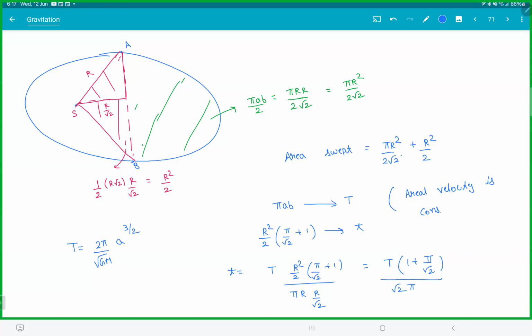Let's see one more. Now, this question you can't solve normally with gravitation or anything. You have to go with Kepler's law. Without that, you can't solve. Next one.